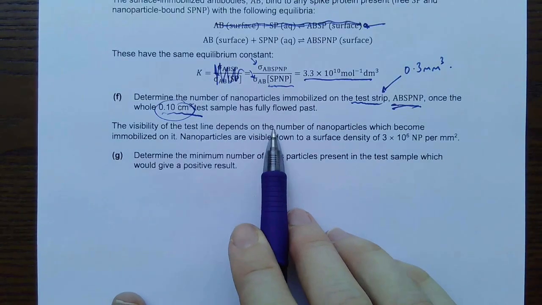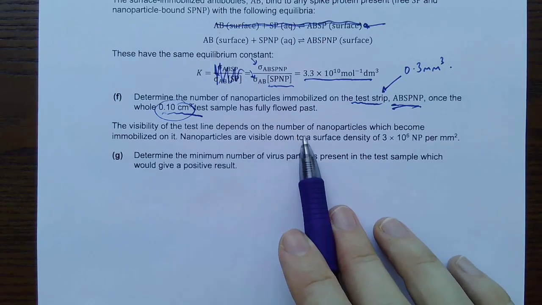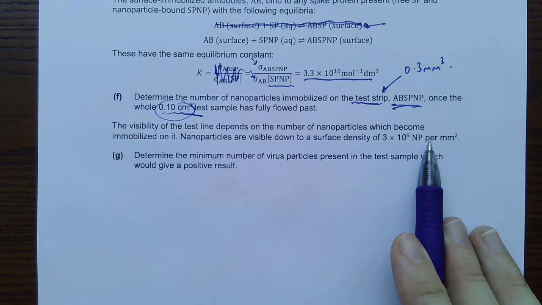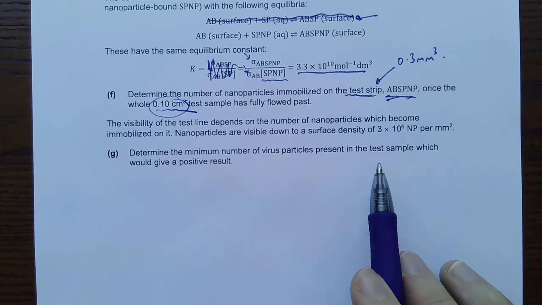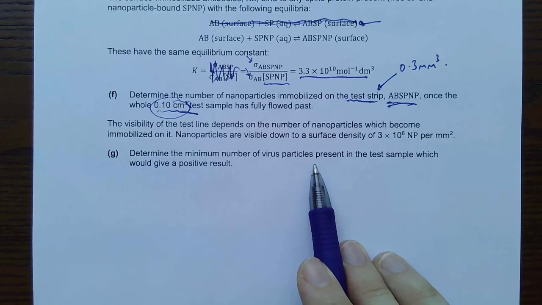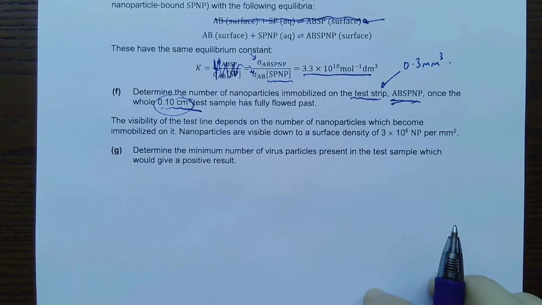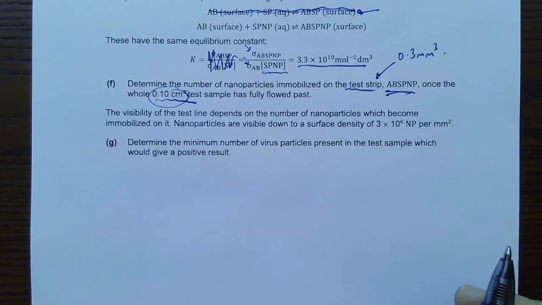The visibility of the test line depends on the number of nanoparticles which become immobilized on it. Nanoparticles are visible down to a surface density of 3 times 10 to the power of 6 nanoparticles per millimetre squared. And it asks you, determine the minimum number of virus particles present in this test sample which would give a positive result. So again, this question took me much, much longer than it should have done to really work out what it was asking.